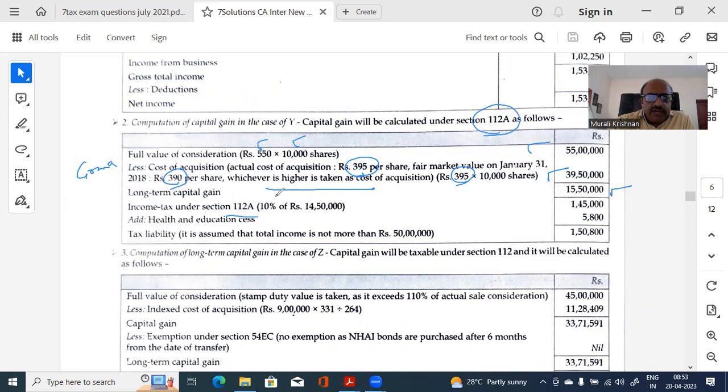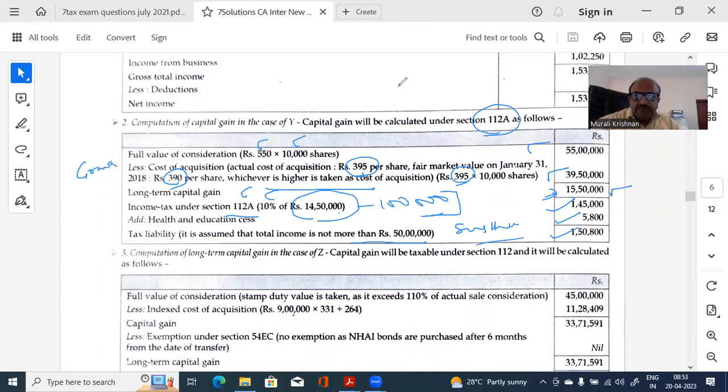Under 112A, what is the rate? 10%. Please remember this. Why? Because 1 lakh is the exemption for capital gain. Anything beyond 1 lakh only will be taxable. So only on 14 lakh 50, though it is 15 lakh 50, since 1 lakh exemption is available, you have to calculate on that. Please write a note on that. Don't calculate like this. They have not written it, so it is assumed that the total amount is not more than 50 lakh, because with more than 50 lakhs, surcharge would be applied.